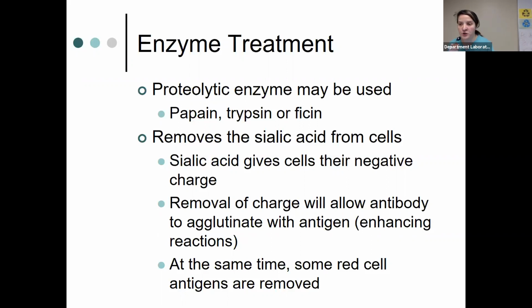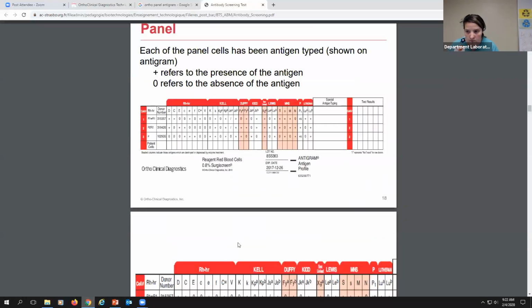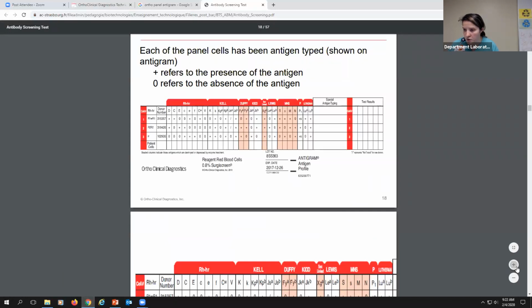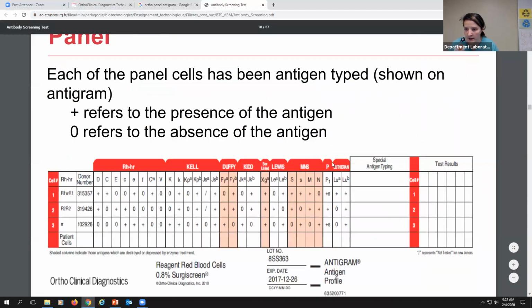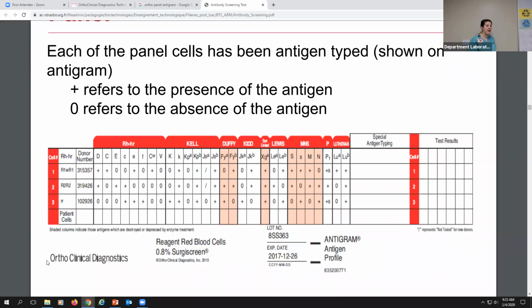And I wanted to show you a trick: how you know which antibodies are destroyed by enzyme. All right, so take a look. This is a 3-cell screen manufactured by Ortho, right? So this is your IAT, but it's the same on the panel.